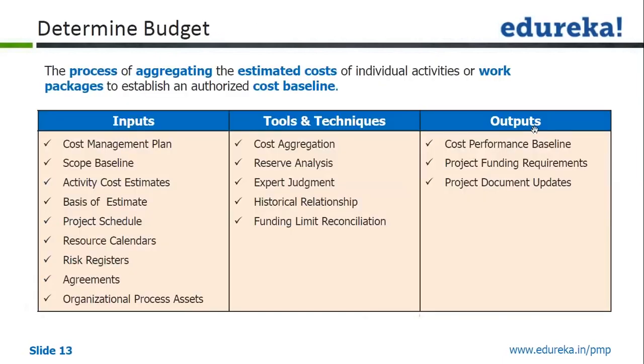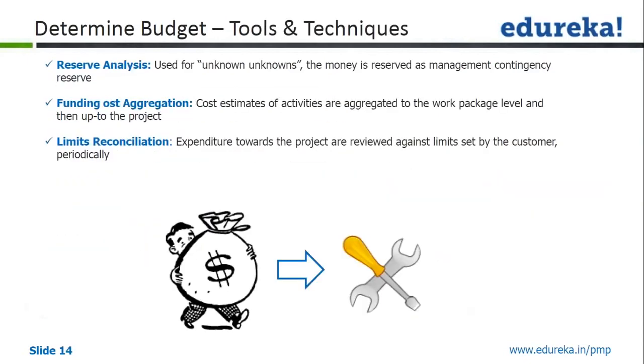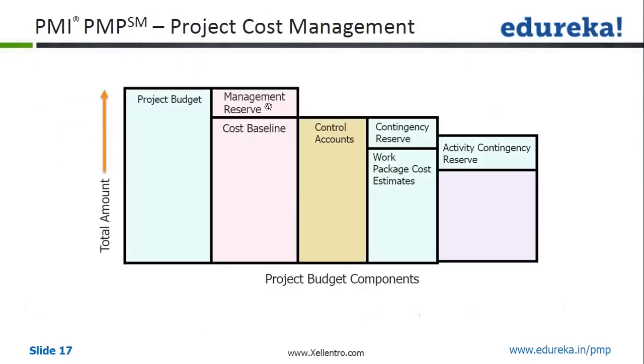Now we'll go back to where we started, the determine budget slide. The process of aggregating the estimated cost is very straightforward. We can use a simple tool like cost aggregation, which will just aggregate all the individual activity-related costs and work packages to establish an authorized cost baseline. Here I would like to show you one more slide, which is again graphical in nature. This also talks about your contingency reserve and management reserve. Reserve analysis is the tool and technique we use.